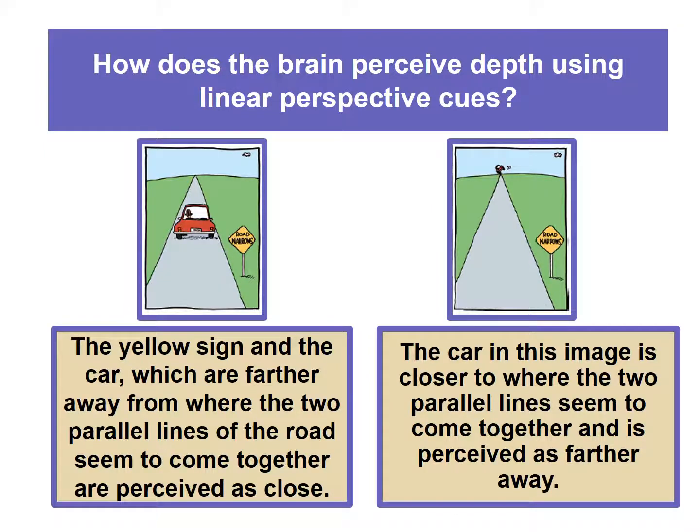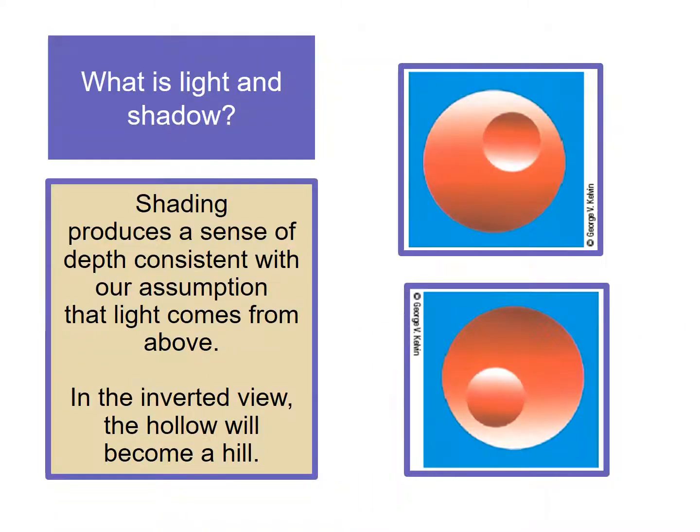So the yellow sign and the car, which are farther away from where the 2 parallel lines of the road seem to come together, are perceived as close. The car in this image is closer to where the 2 parallel lines seem to come together and is perceived as farther away. All right, so light and shadow.